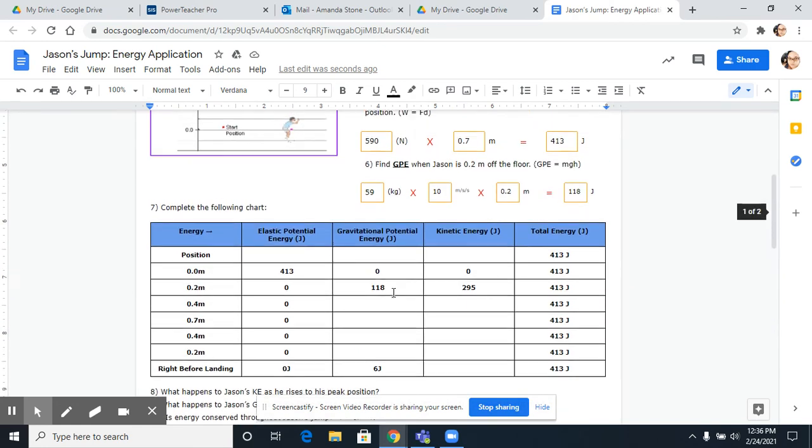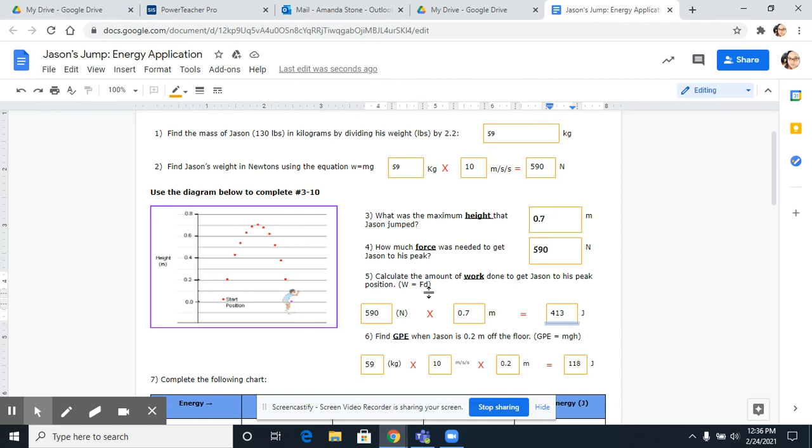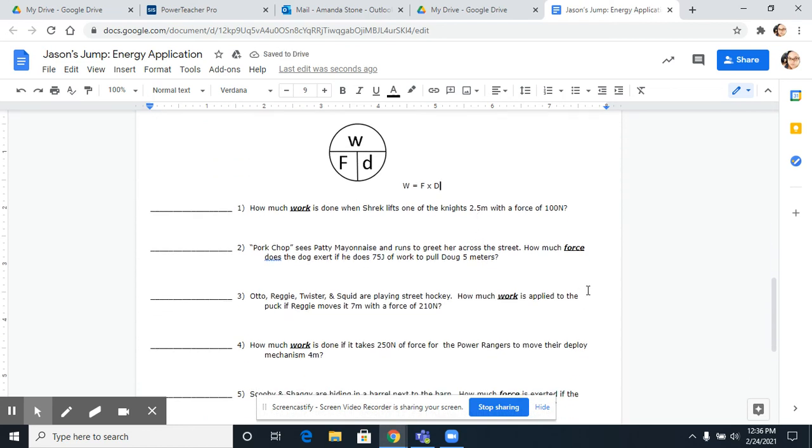And so these are exactly like this one here, which is calculating the amount of work. We know that work is measured in joules. That's our energy. We know that force is always measured in newtons. And our meters is always going to be our distance. And so I have the equation here, and this will be the same thing as work is equal to force times distance. And so your job is just to complete the rest of the problems here.